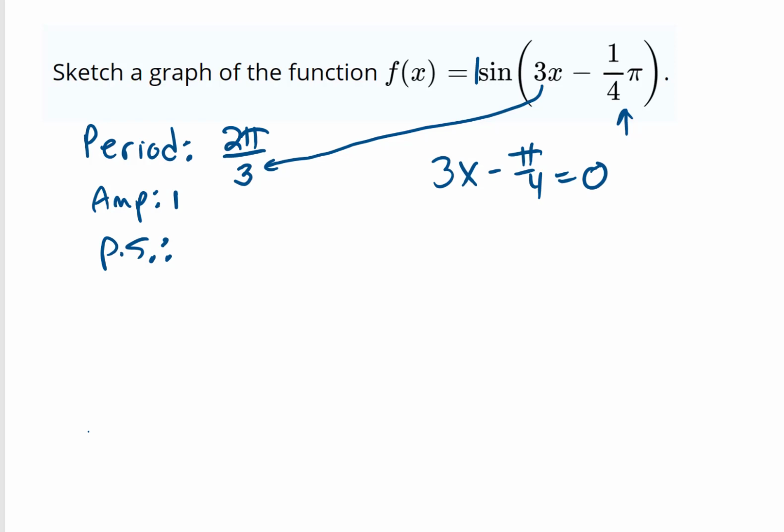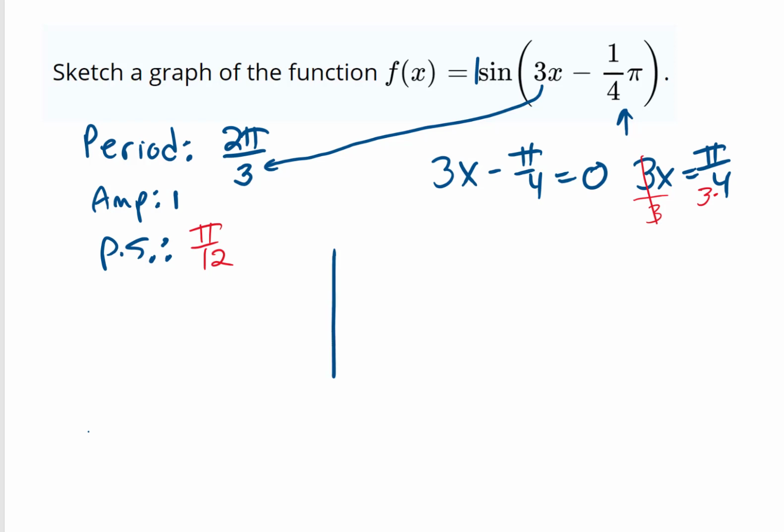Let's solve this for x. So we've got 3x equals pi fourths, because I just added pi fourths to both sides. And then the last thing I'm going to do is divide both sides by 3 so that I get the x alone. So there's my phase shift. It's pi over 3 times 4, or pi twelfths. Now it's positive, so I know that it is shifted to the right by pi twelfths. All right, I have enough info now. I'm ready to draw the graph.